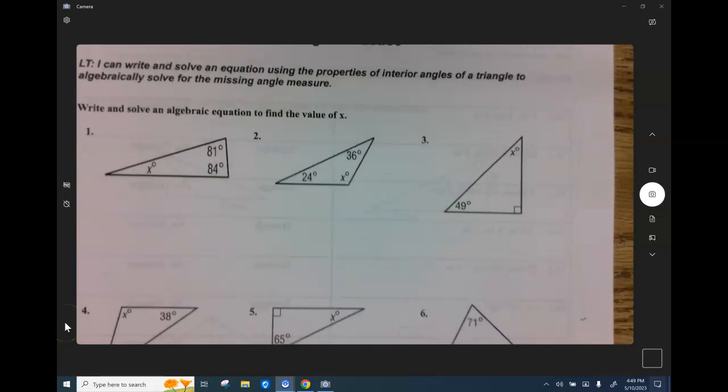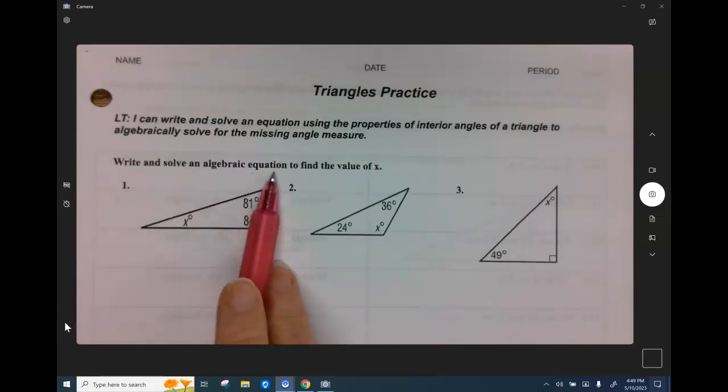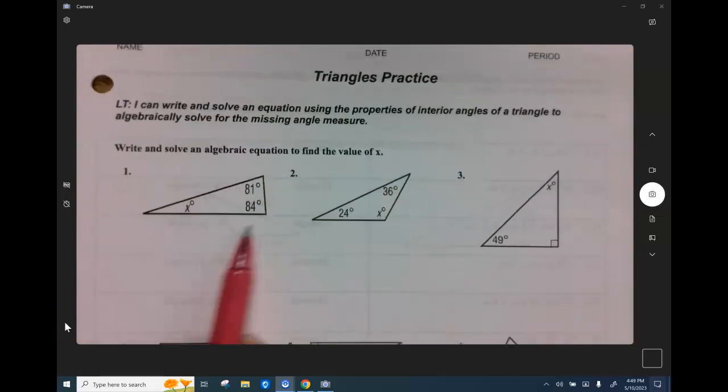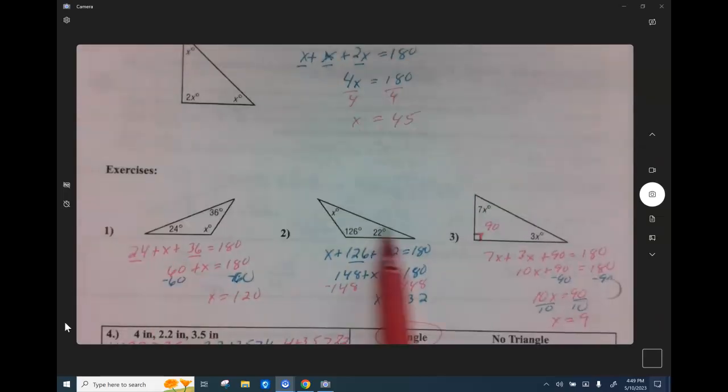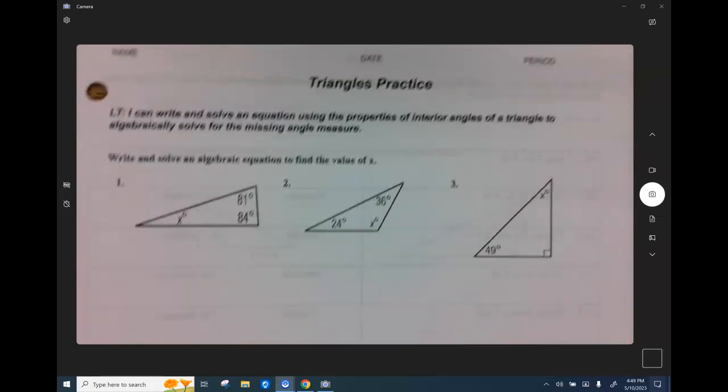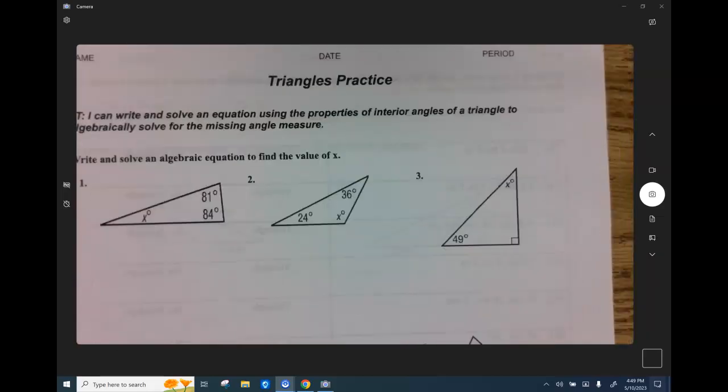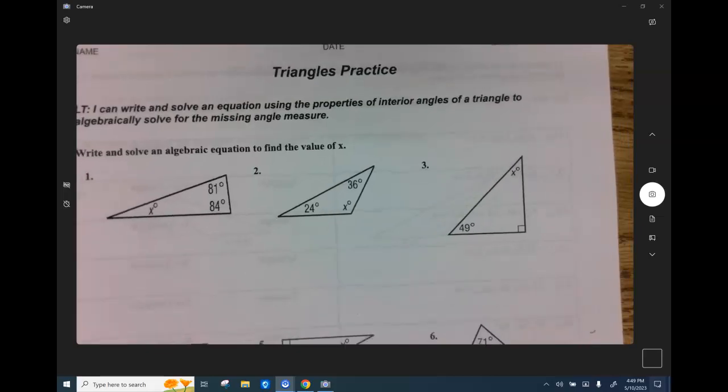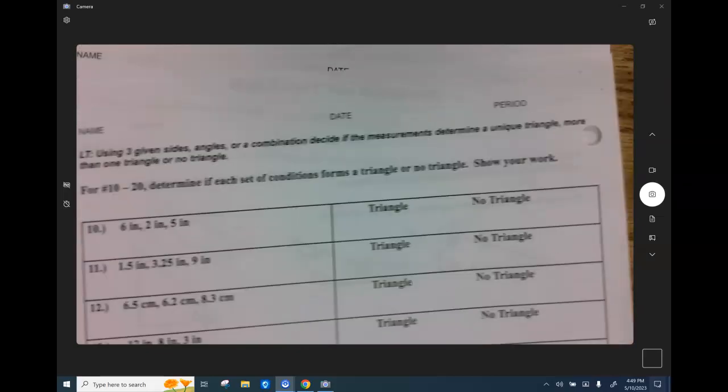So the next page is homework. You're going to write and solve an algebraic equation to find the value. So we've done examples like that. That is this right here. So if you're wondering, notice we just add the 3 angles together, set it equal to 180. Add the 3 angles, set it equal to 180. That's that whole page.